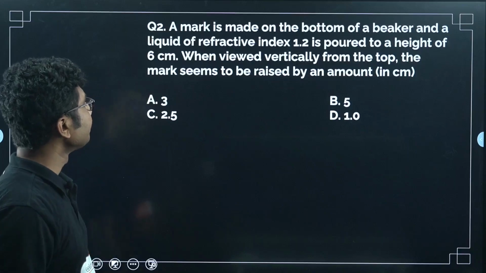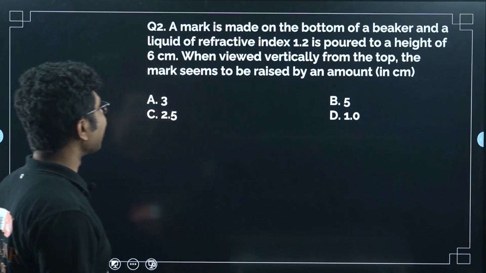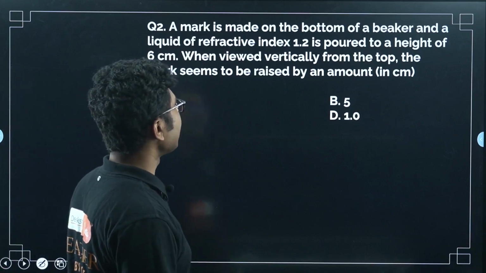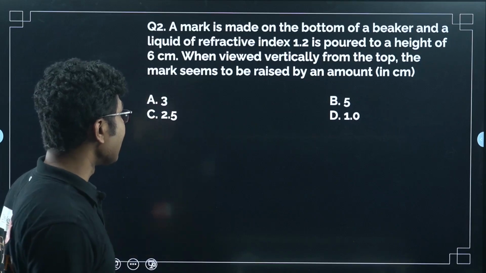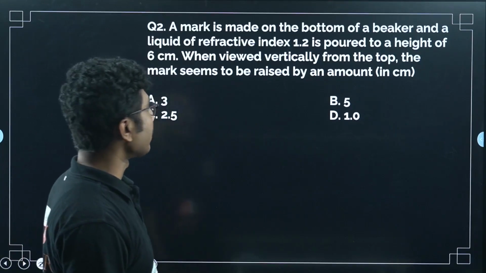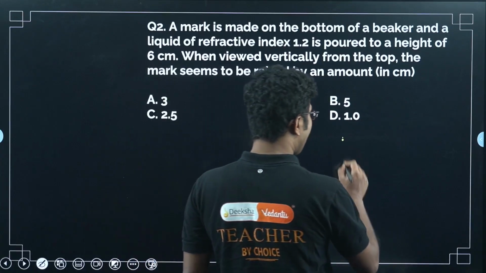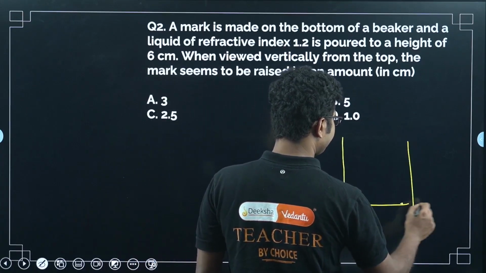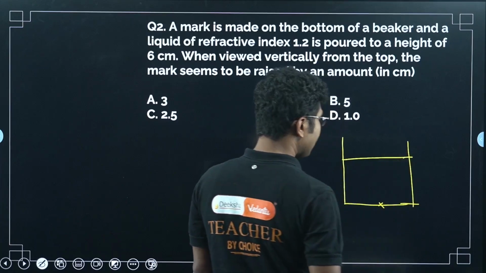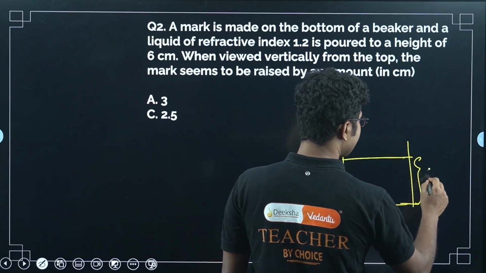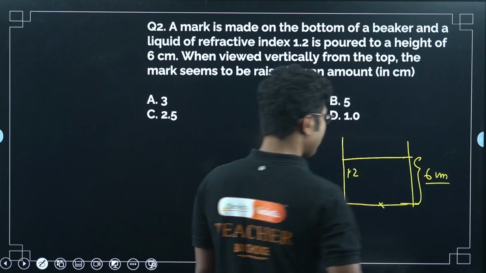Now let's move on. A mark is made on the bottom of a beaker and a liquid of refractive index 1.2 is poured to a height of 6 centimeter. When viewed vertically from the top, the mark seems to be raised by an amount. So you have a mark at the bottom of the beaker and you have poured a liquid of 6 centimeter, and the refractive index of the material is 1.2.